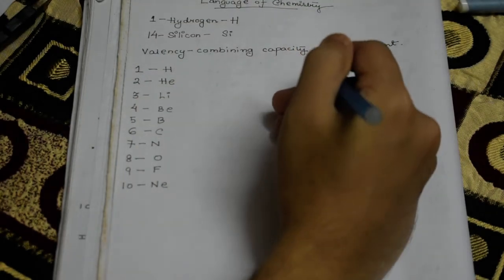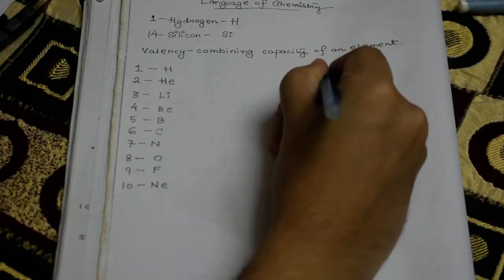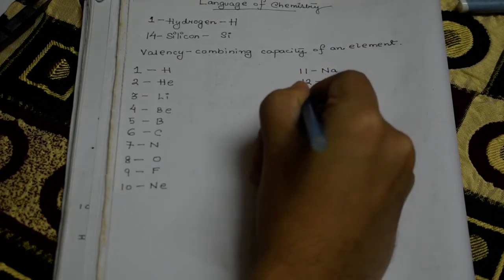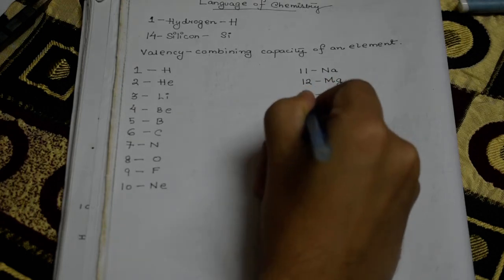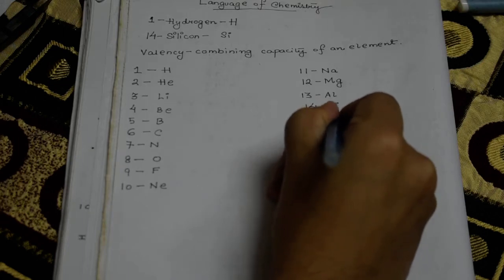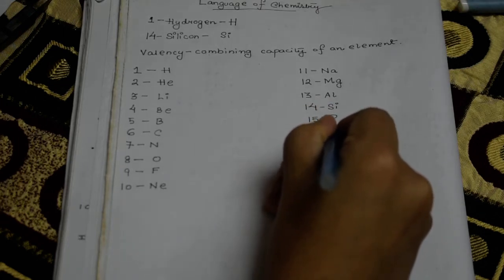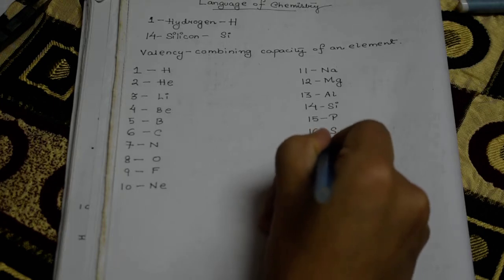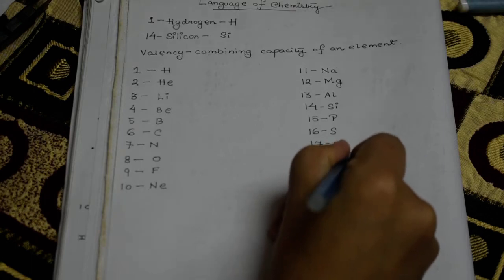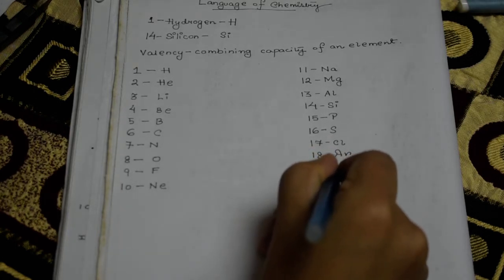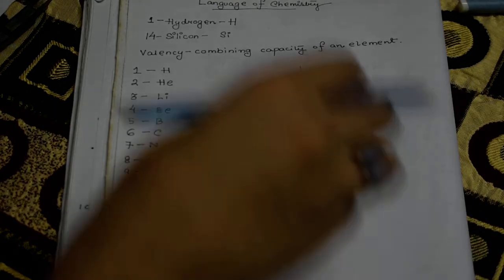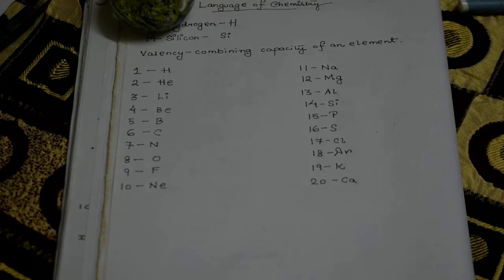Similarly, if you go for the next 10, at 11 we have sodium. Atomic number 12 corresponds to magnesium. Atomic number 13 stands for aluminium. 14 for silicon. 15 for phosphorus. 16 for sulfur. 17 for chlorine. 18 is argon. 19 is potassium, and 20 is calcium. Now that is all about the atomic numbers and their corresponding elements.